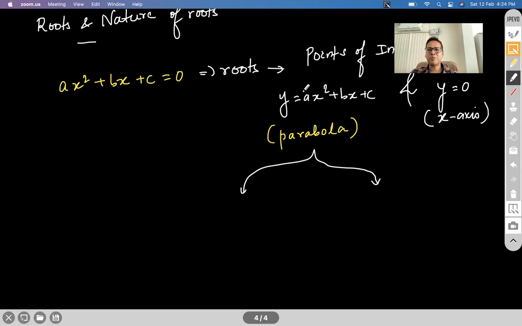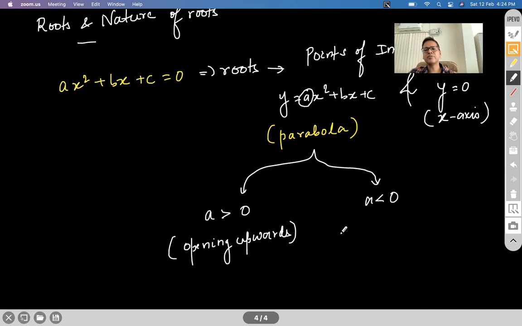Now, A is a very important term over here, which we call as the leading coefficient. So A basically decides the concavity of this parabola. So if A is positive, then your parabola will be opening upwards. Okay. Having its axis parallel to the y-axis, but opening upwards. Okay. You're already aware of this. If A is negative, it will be a parabola which will be opening downwards.